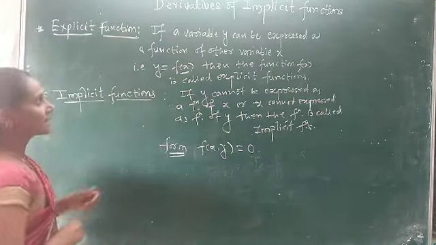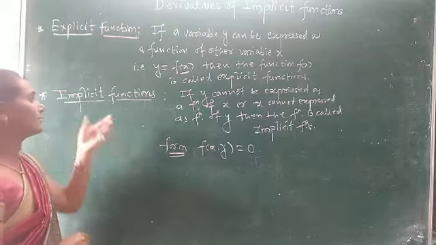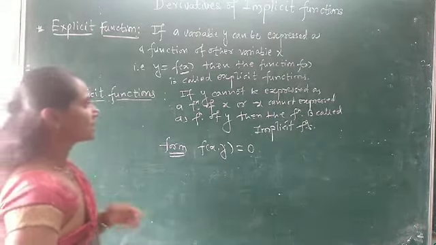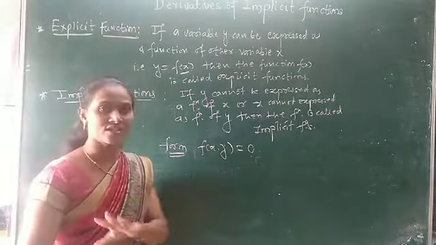Now, what is meant by implicit function? We have to find the derivative of this type of function. An implicit function is a function where the variable y cannot be expressed as a function of x, or x cannot be expressed as a function of y. It is called an implicit function, which is in the form of f of x, y. The general form of an implicit function is f of x, y equals 0.